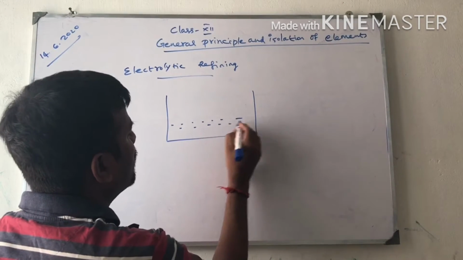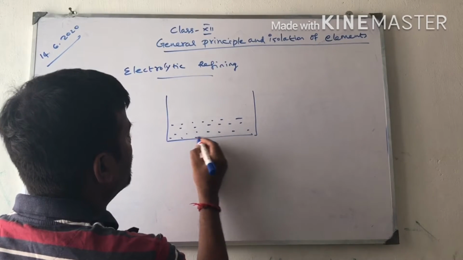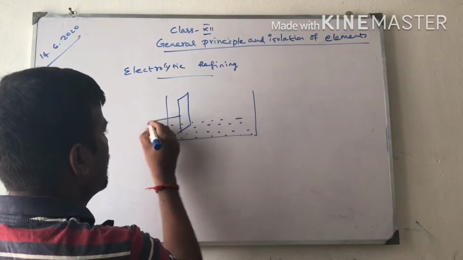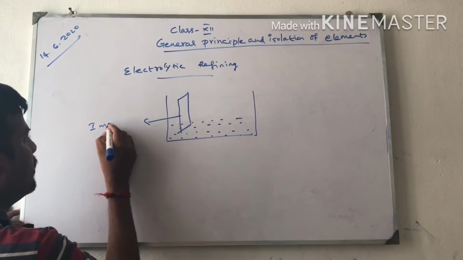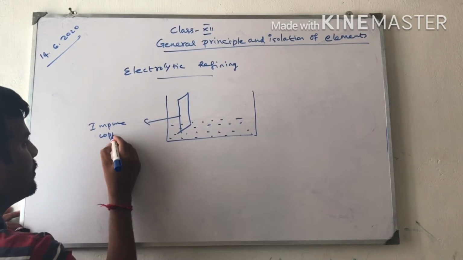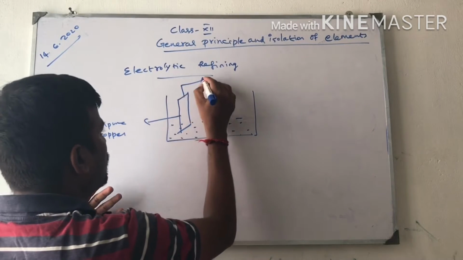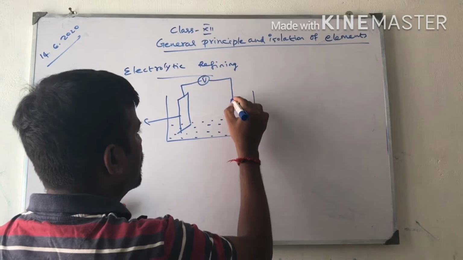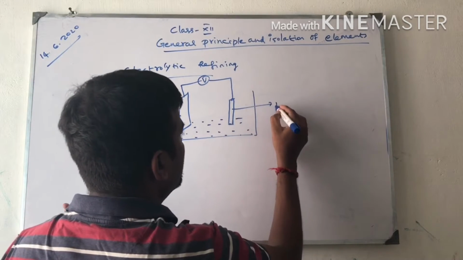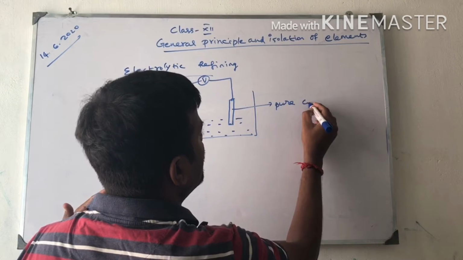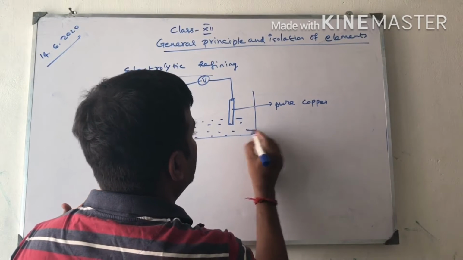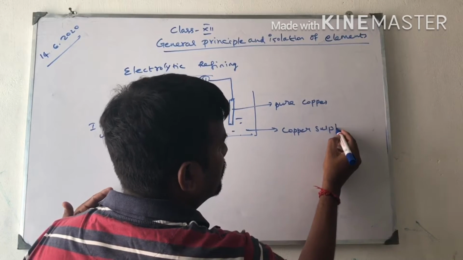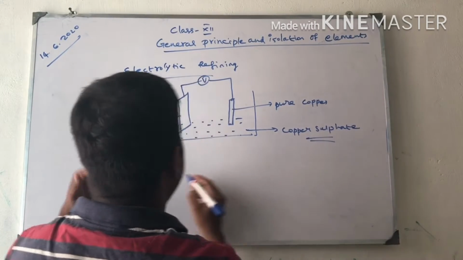In this experiment I am going to extract the pure copper from the impure copper one. This is the impure copper rod, connected to a voltmeter, and a thin rod of pure copper. The copper sulfate solution is the electrolyte.